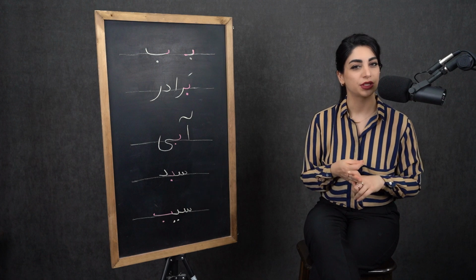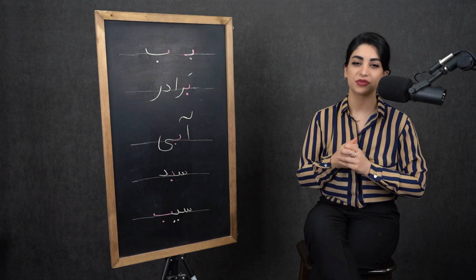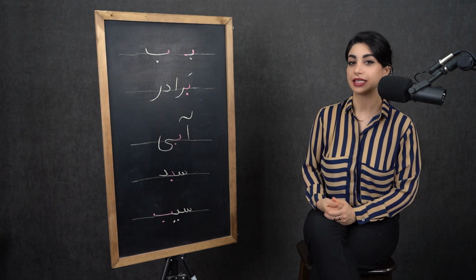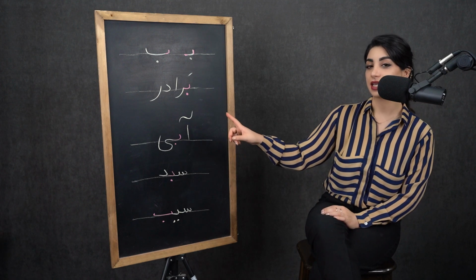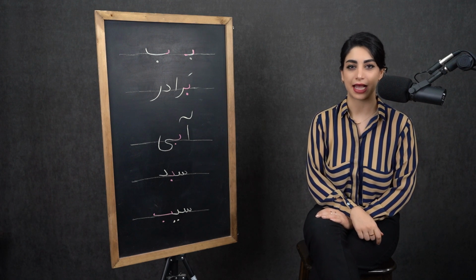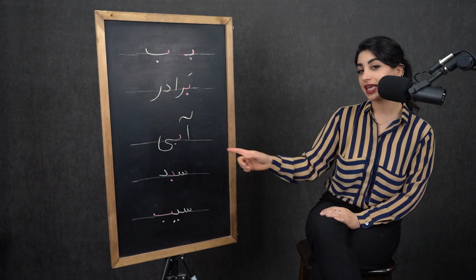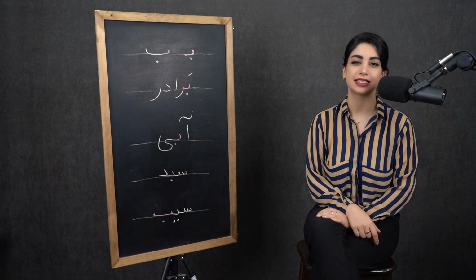And practice number 3, instead of saying brother, we say برادر. Instead of saying blue, we say آبی. Instead of saying basket, we say سبد. And instead of saying apples, we say سیب.